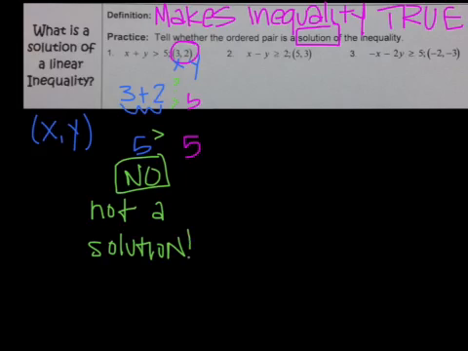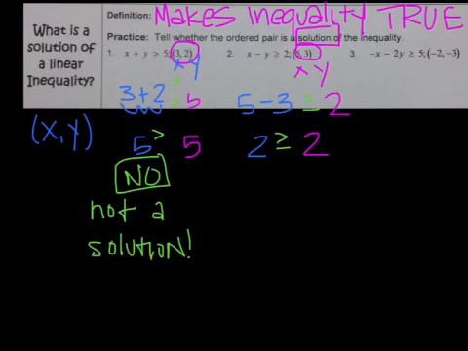Let's try another one. Let's move to number 2. On number 2, it's given us an ordered pair of 5, 3. So my x is going to be 5, and 3 is going to be my y. So let's go ahead and plug those in. I have 5 minus, for y, I'm plugging in 3, and we are testing to see, is it greater than or equal to 2? Okay, so let's work that out. What is 5 minus 3? Well, it's 2. And we're testing to see if it's greater than or equal to 2.